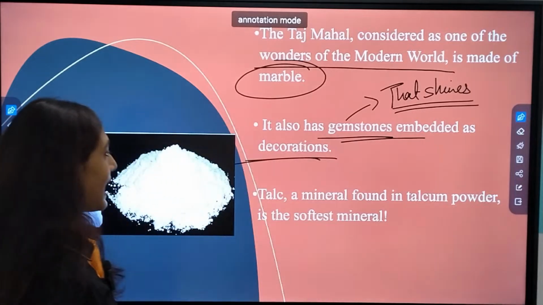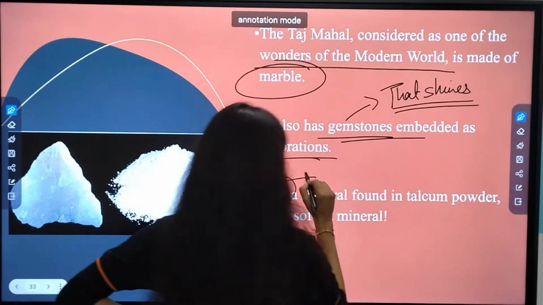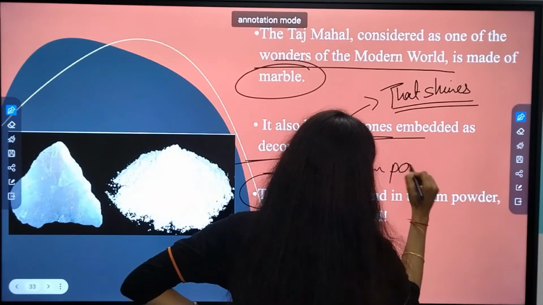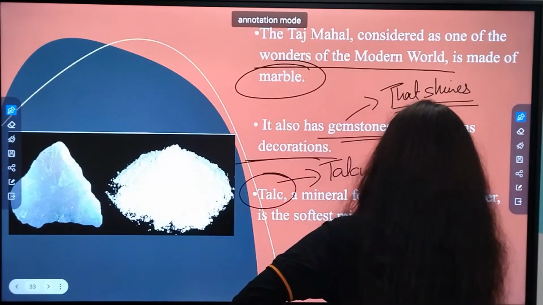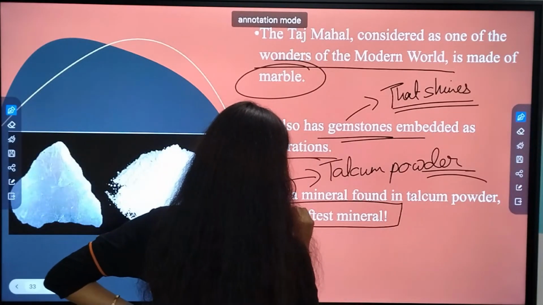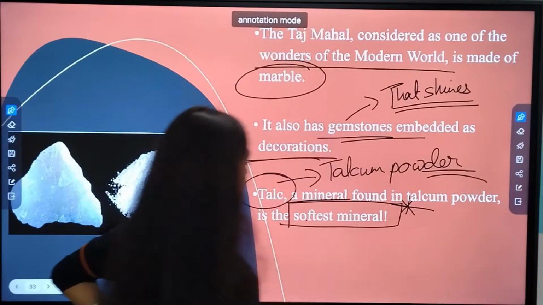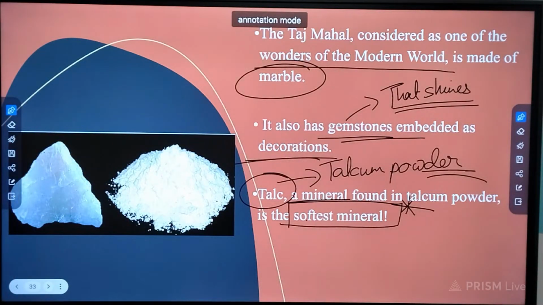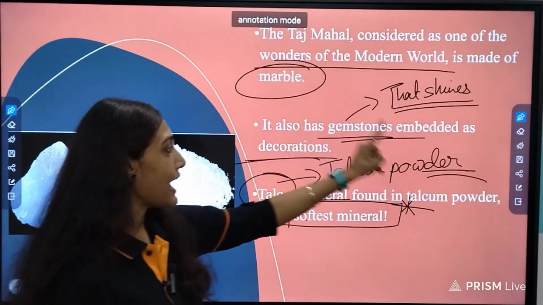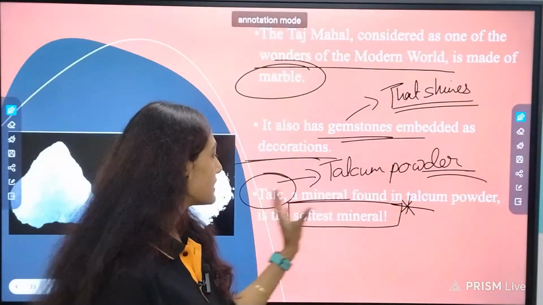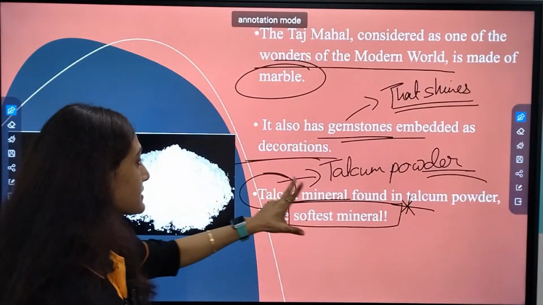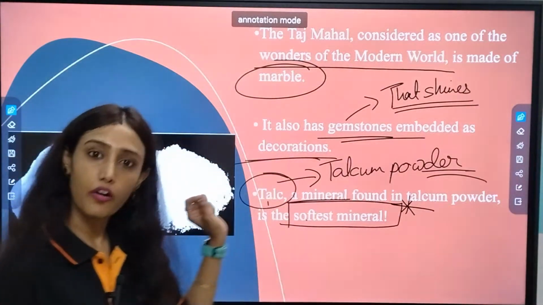Okay, talc, talcum powder. You have heard? That is made up of the mineral talc, and it is the softest mineral. Okay, a question will come, what is the softest mineral? The answer will be talc. Do not write talcum powder. Talc is the mineral from which talcum powder is made. It contains along with talc some other chemicals also. But talc is the softest mineral of the world. Okay.